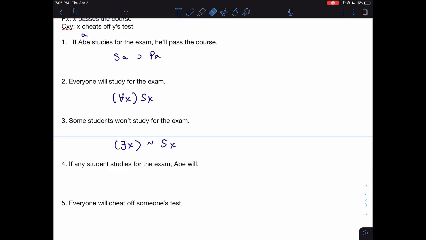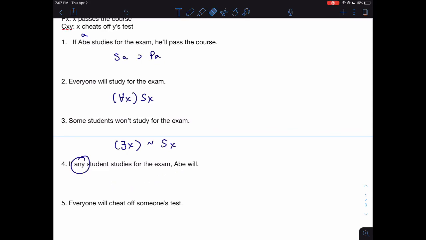Now moving on to this fourth question, which asks us to translate the sentence, if any student studies for the exam, Abe will. You might look at this sentence and see the word any and think that we're going to need the universal quantifier. So it might be tempting to robotically translate the sentence into, for all x, if x studies for the exam, then Abe will study for the exam. And that would be incorrect.